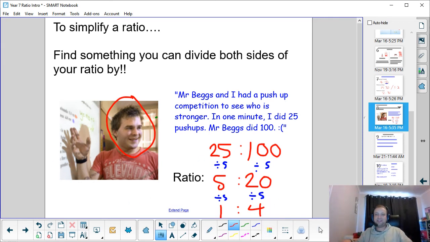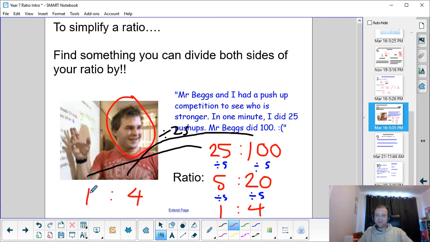Bigger, stronger, faster. And we can see that from the start, right? This is 4 times as much as that, right? The ratio is 1 to 4. What you could have done right from the very start, if you know your 25 times tables, is you could have just straight away divided both by 25. Right, we're dividing both these numbers by 25. 25 divided by 25 is 1, and 100 divided by 25 is 4.